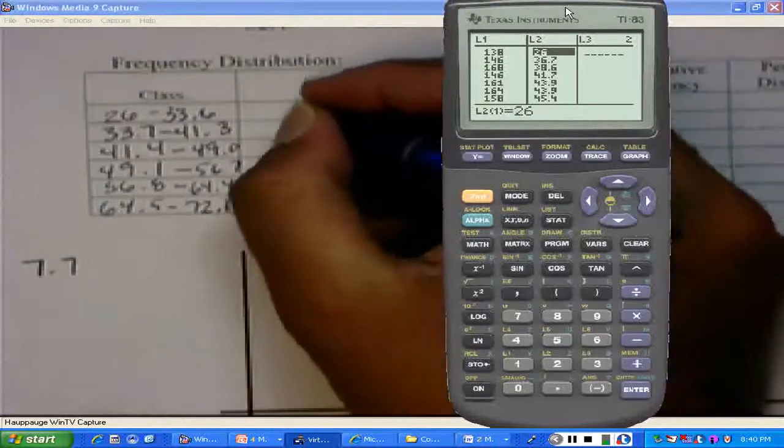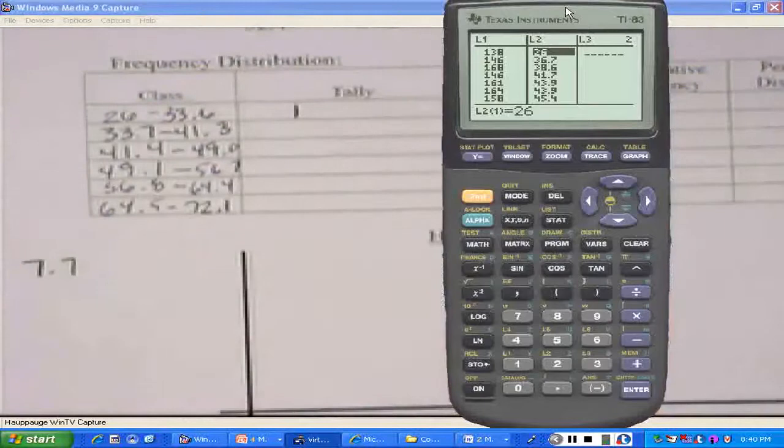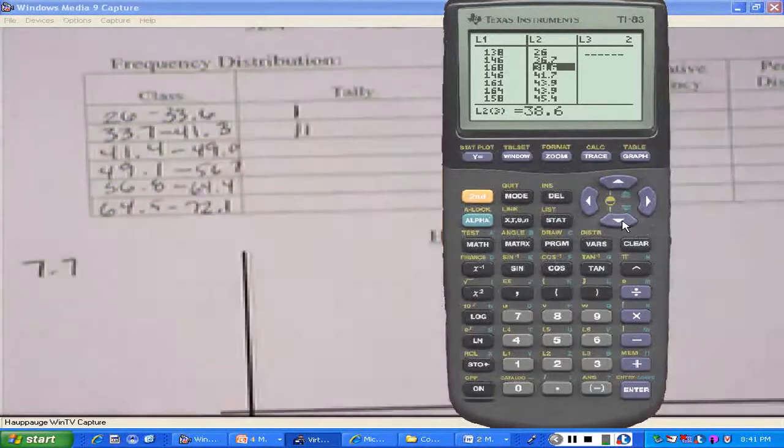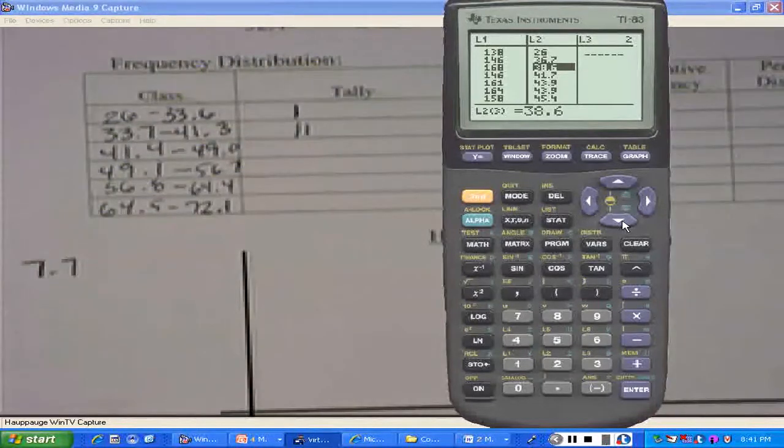Well, you have one, right? See, you have that. Okay, for 33.7 to 41.3, so we have how many? 1. Oh, I see. See what I'm saying? 1, 2. 2 of them only, right? So we have 2 of them. You see that? I'm just counting them, but now I'm counting them in order. It's sorted. Okay, how about the next one?